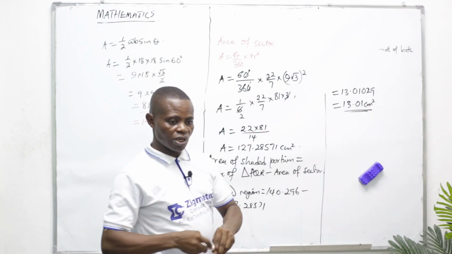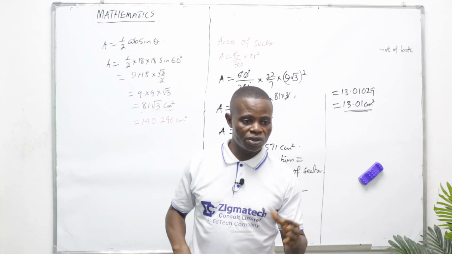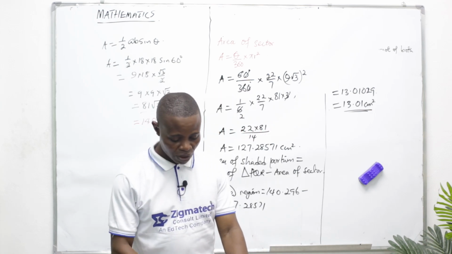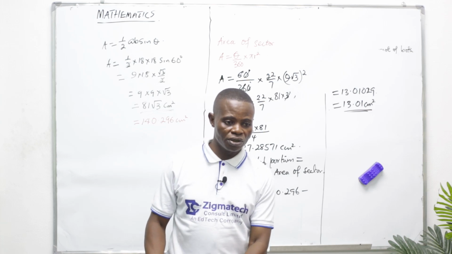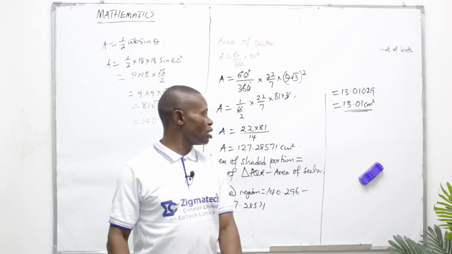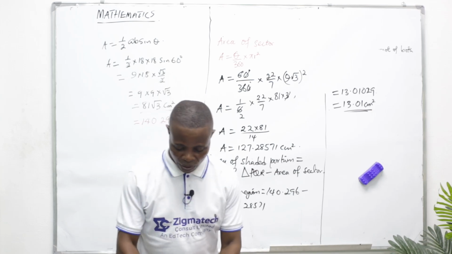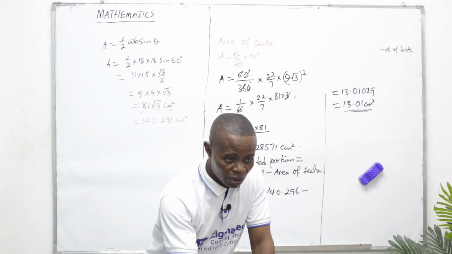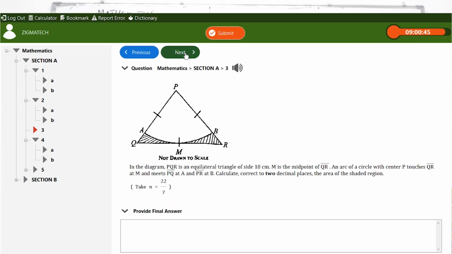This comes to the end of question number 3. The area of the shaded region is what? 13.01 centimeter square. So that is the area of the shaded region.